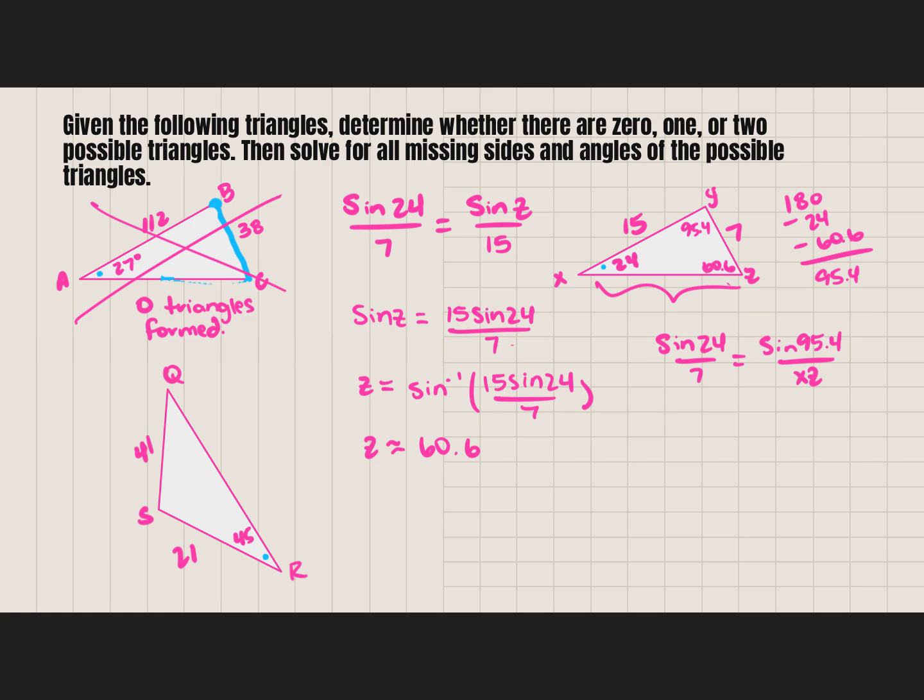Okay. In this case, that would end up being xz equals 7 sine of 95.4 divided by sine of 24. So xz would equal 17.1 rounded to 3 significant figures. So I should probably use an approximate symbol there. Okay, so that would be this particular triangle.